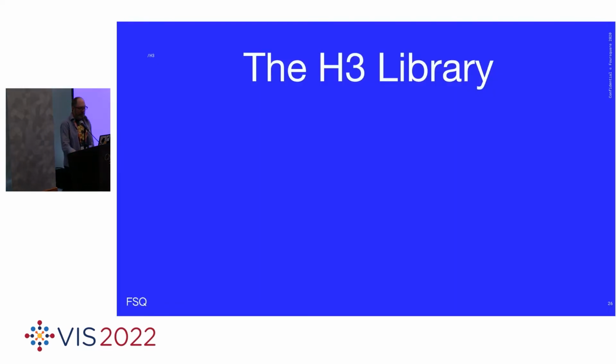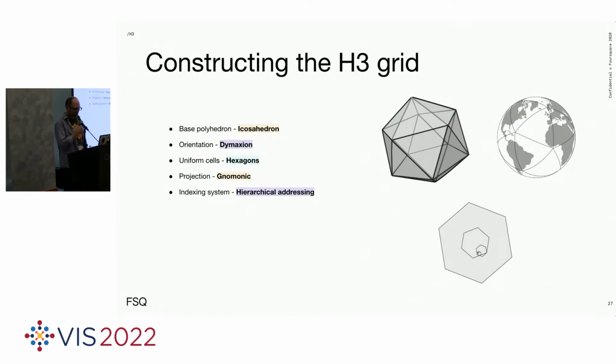So that brings me to the actual H3 library, what we built to create the global hexagon grid that we use. We built this at Uber. It's now an open source project. It's widely used. And we built it by choosing these particular parameters for our grid system. We chose an icosahedron for the base polyhedron for the reasons that I mentioned before, giving us low shape and area distortion. We chose this Dymaxion orientation.